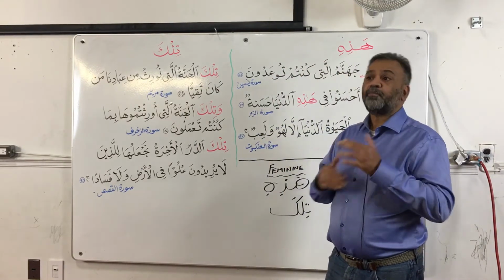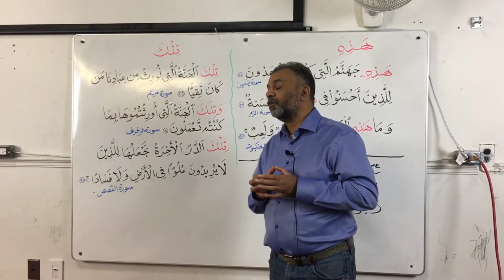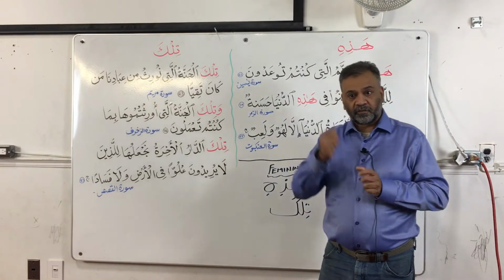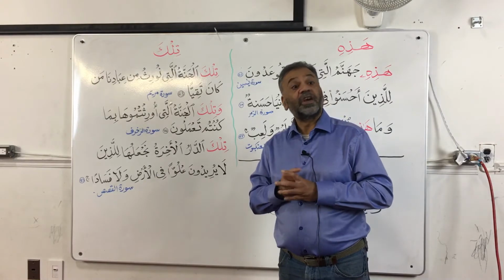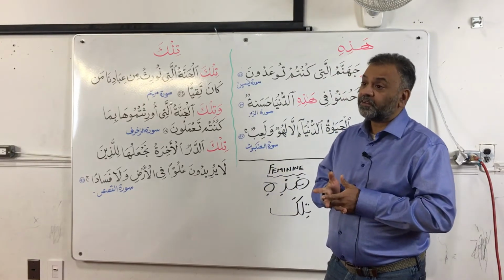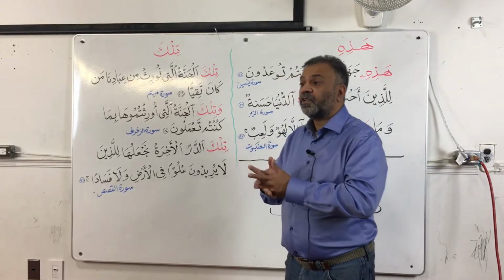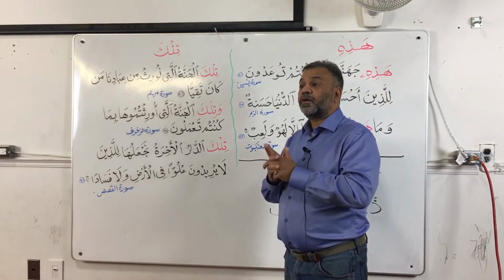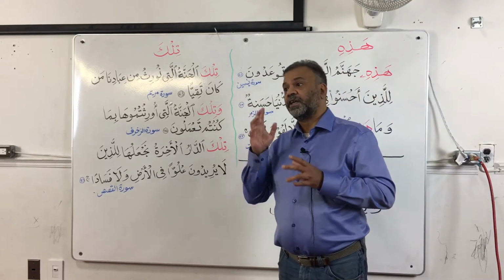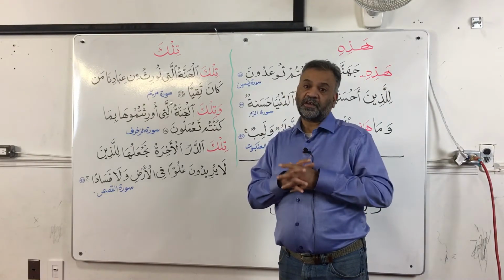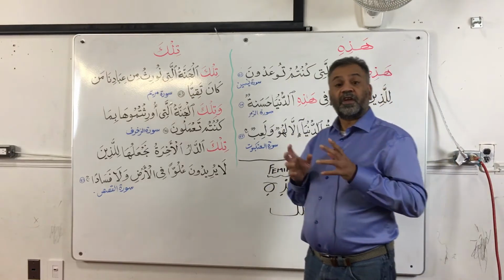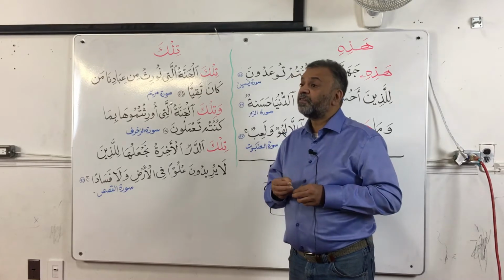So keep practicing, and with the form that I have shared on WhatsApp, try to write down the conjugation of these verbs. Let's pick up another verb, for example jalasa. Jalasa, jalasa, jalasu, jalasat, jalasata, jalasna, jalasta, jalastuma, jalastum, jalasti, jalastuma, jalastunna, jalastu, jalasna. I sat, jalastu. He sat, jalasa. You sat, masculine, jalasta. You sat, feminine, jalasti, right? When I say jalasti, the ti at the end represents the fa'il.